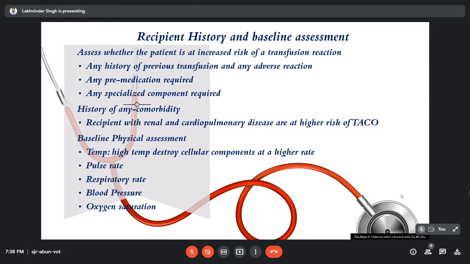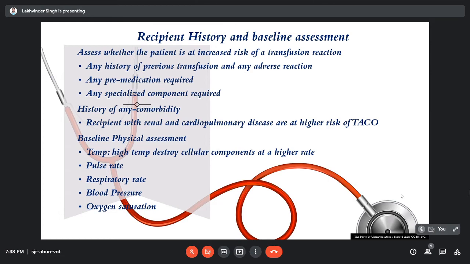Or we can make two bags, one bag is transfused and you wait for some time and the second bag is transfused. So we can decide how to transfuse to prevent the occurrence of TACO. Then baseline physical assessment: the staff nurse or the resident doctor who is transfusing the blood must get all these parameters checked.